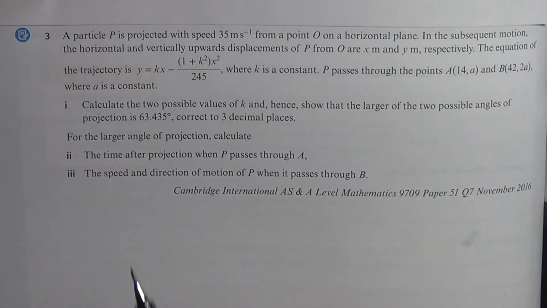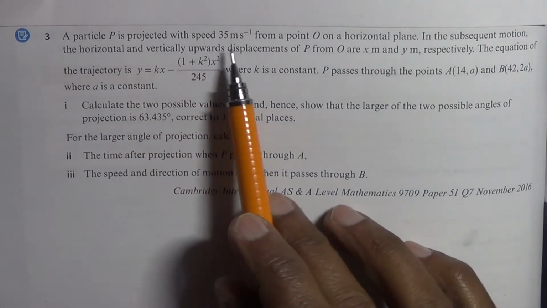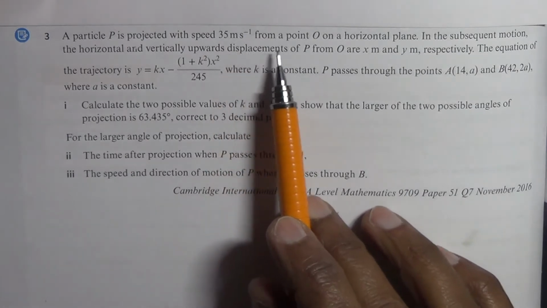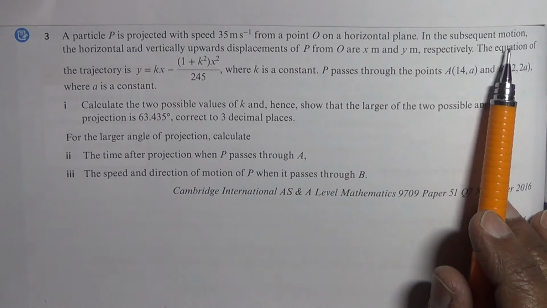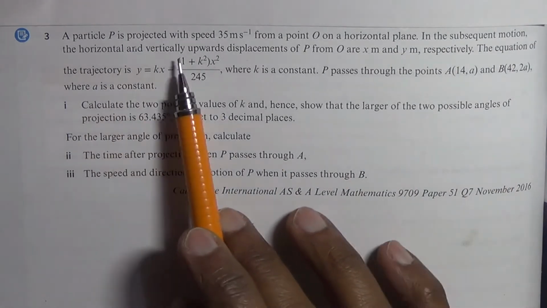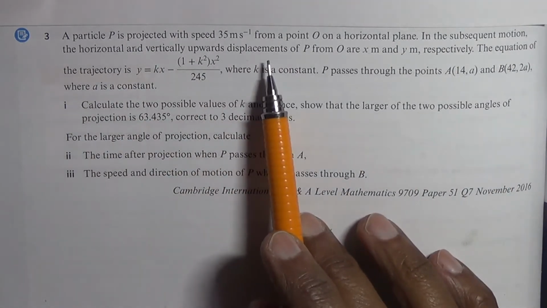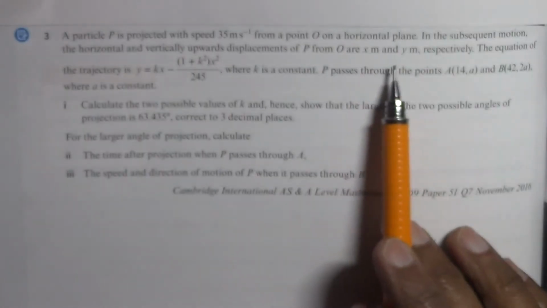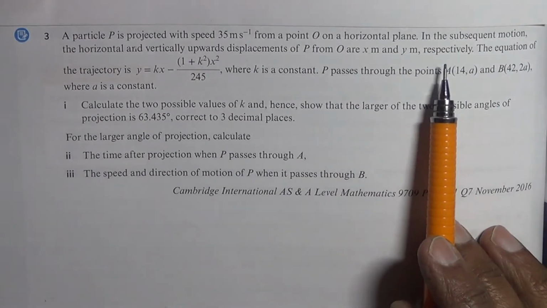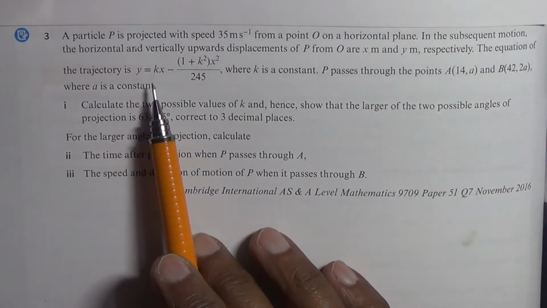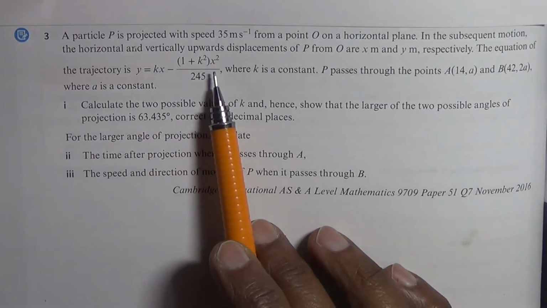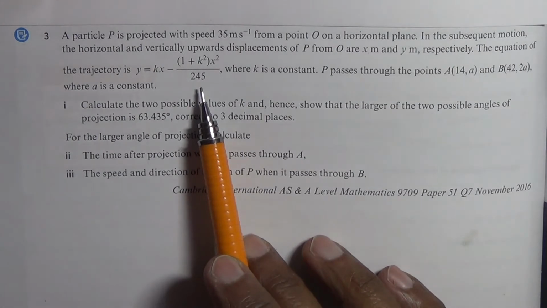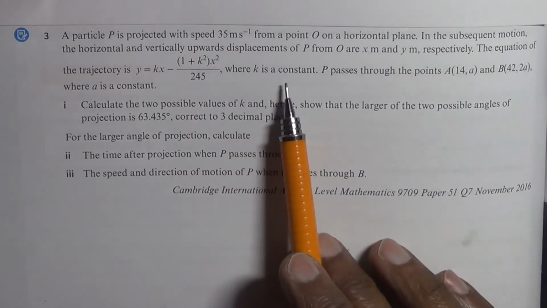Now for this question, a particle P is projected with speed 35 meters per second from a point O on a horizontal plane. In the subsequent motion, the horizontal and vertically upwards displacements of P from O are x meters and y meters respectively. The equation of the trajectory is y = kx - (1 + k²)x²/245, where k is a constant.